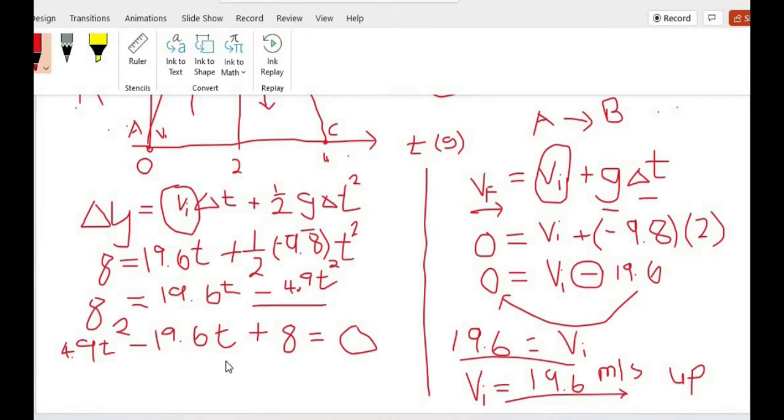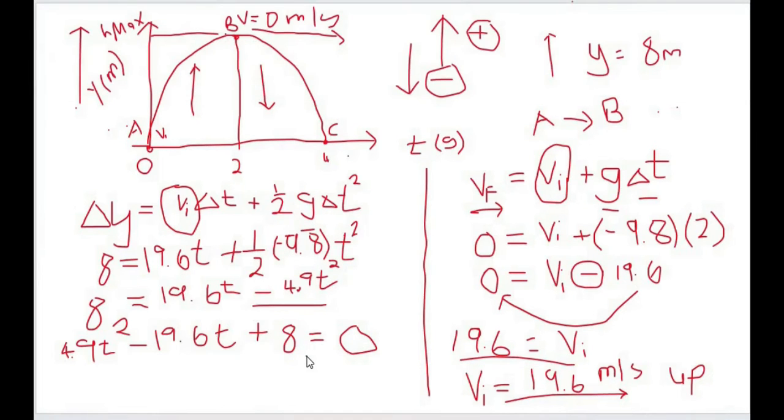So if you look at this, it looks like the quadratic equation, right? Because we have a value of 4.9 t squared. So we have 4.9 t squared minus 19.6 t, plus 8, and all of it is equal to 0.